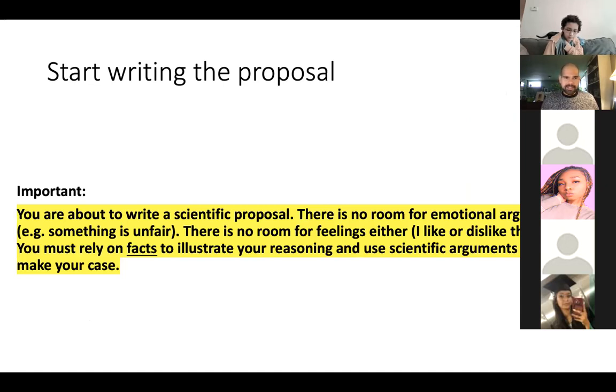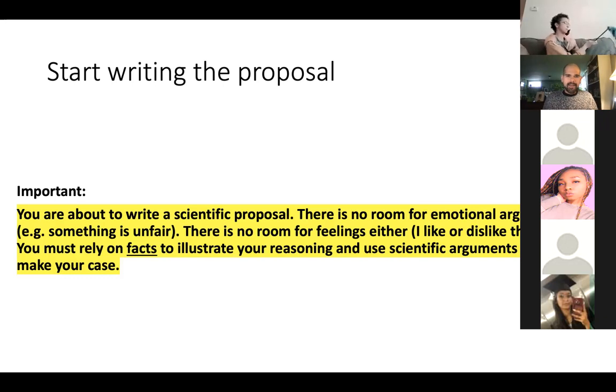Keep in mind, this is important, that you are writing a scientific proposal. This is a scientific document, and there is no room for emotional arguments or for feelings. What I mean by that is that when you describe things, you just say what they are. You don't add descriptors to the facts. So you don't say, oh, this is unfair because X or Y. You want to say what it is and the potential impact, but not add additional descriptors to the facts.